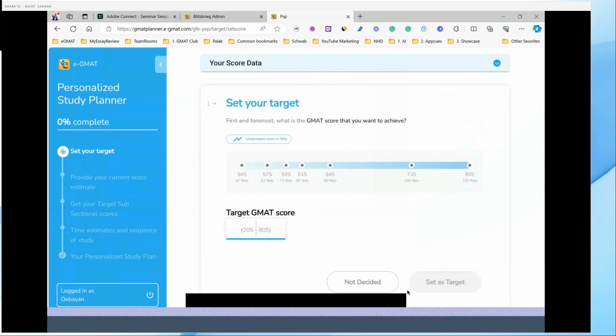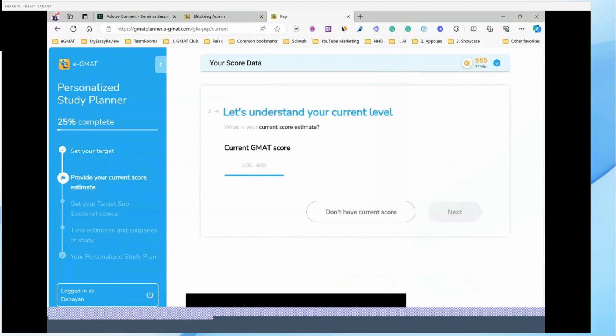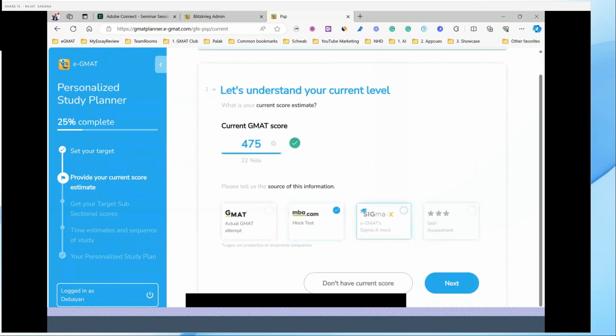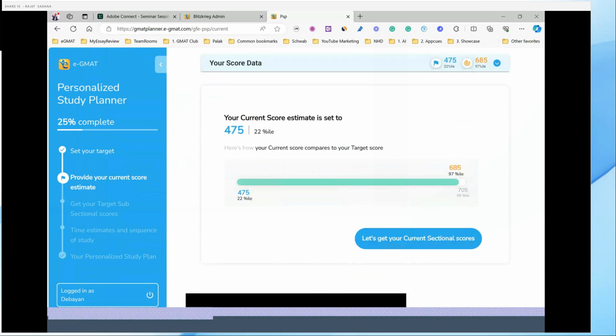First, set your target score. Let's set it to 685 here, and set it as target. Then let's get your current score. Let's do a 475. Let's say you got it from an MBA.com test. By the way, we also have a Sigma X mock that gives you a really good estimate of your current score, as well as your starting abilities.